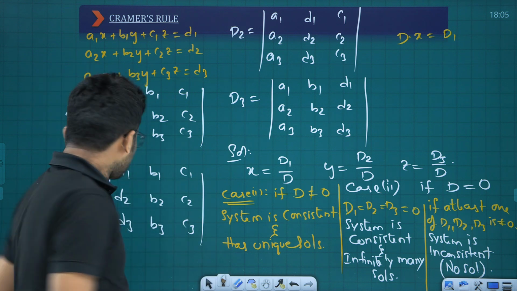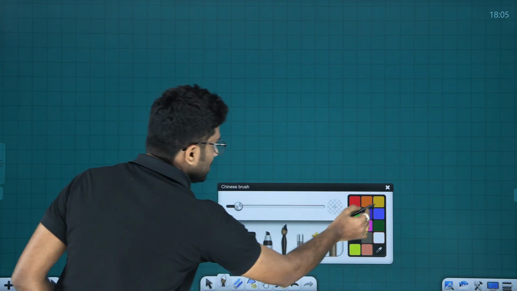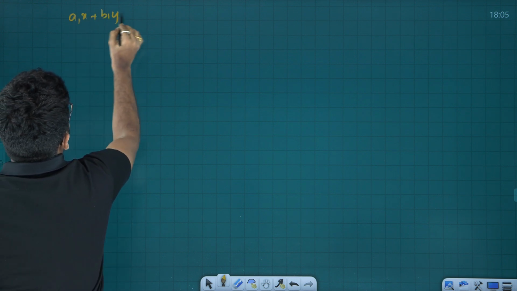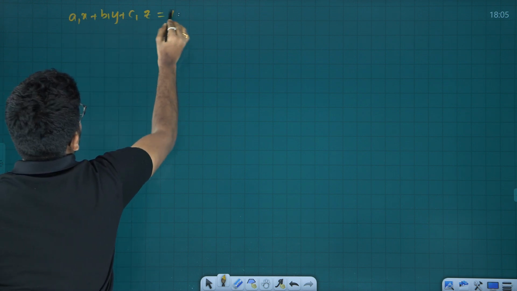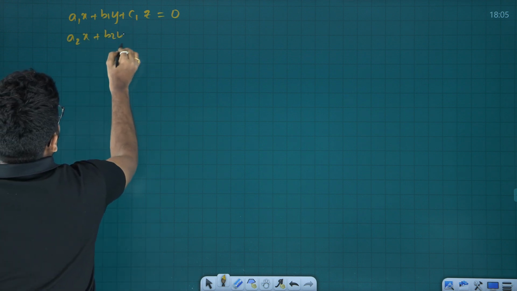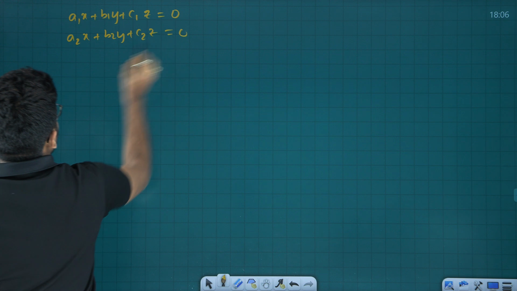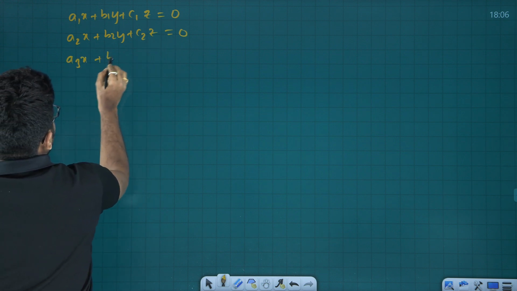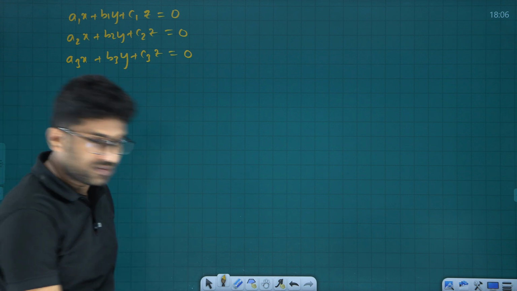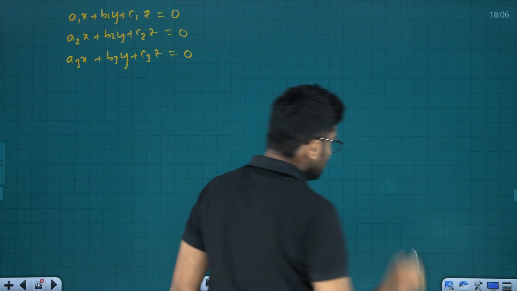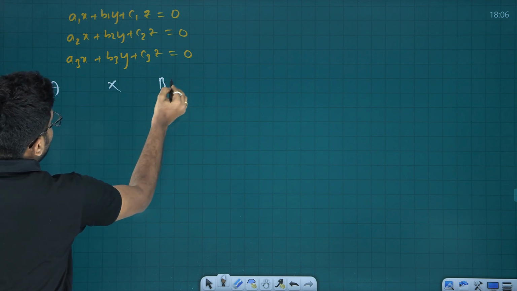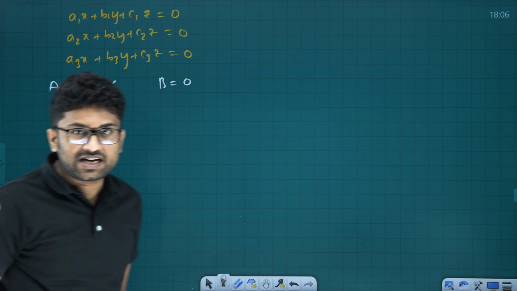Non-homogeneous. Suppose in case of homogeneous, what happens? Homogeneous equations means a1x plus b1y plus c1z is equal to 0, a2x plus b2y plus c2z is equal to 0, a3x plus b3y plus c3z is equal to 0. This is a homogeneous system. Now solving a homogeneous system is nothing but, see friends, already we know what is capital A, X and B. Now B is clearly a zero matrix.